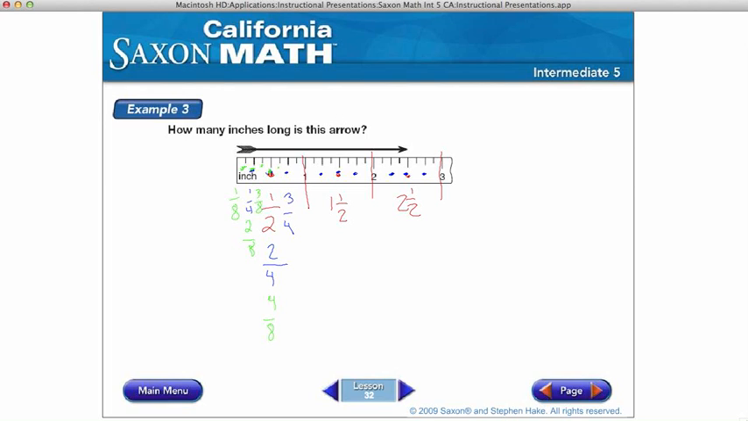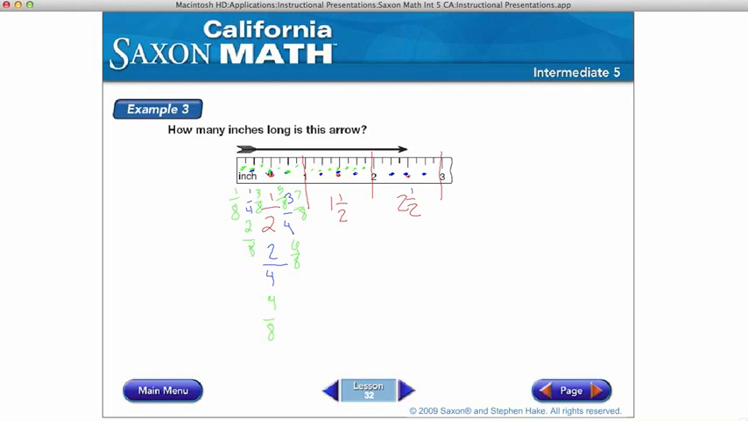Then I have 5/8. 3/4 is the same as 6/8. I have 7/8. And then I count this one as 1 whole. So 1 1/8, 1 2/8, 1 3/8, 1 4/8, 1 5/8, 1 6/8, 1 7/8, and 2. So, and it keeps on going.